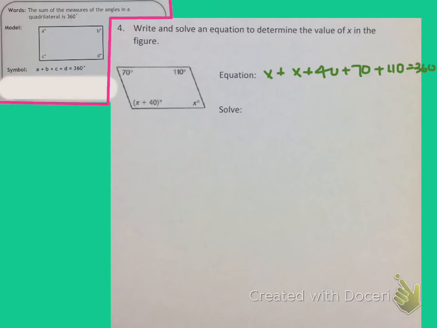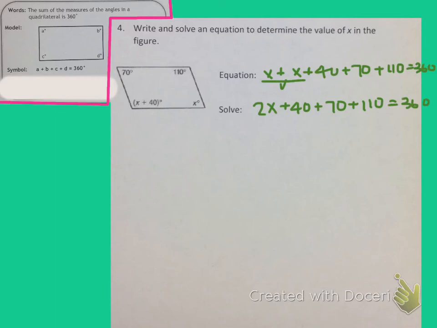Now, I'm going to combine all the like terms, and I see that there are two terms that have the variable x, so I'm going to combine them. Remember, if there's an x without anything in front, then we just assume 1x. So 1x plus 1x is 2x, and then I'll just write plus 40, plus 70, plus 110 equals 360.